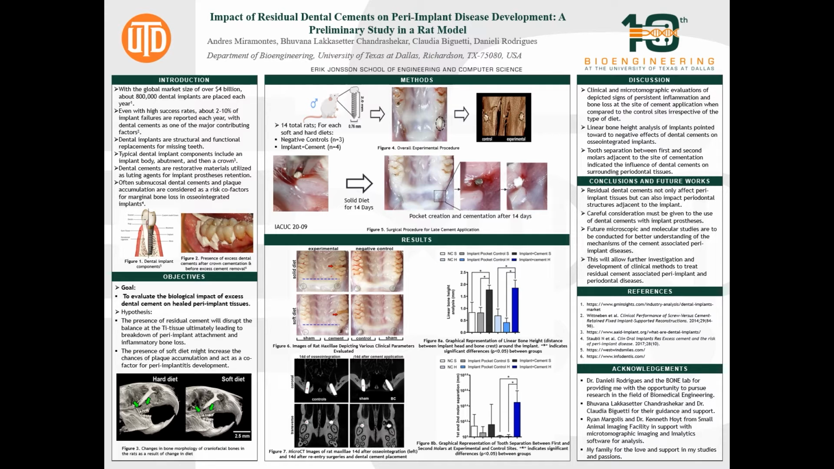For the methodology, we present 14 total rats, each about 12 weeks old, that are distributed into 4 groups. These groups being the negative controls for the soft and hard diets individually, which each consist of 3 rats each, so a total of 6, and then the implant plus cement groups for each the soft and hard diets, consisting of 4 rats each, so 8 total, with sham treatment being performed in the groups receiving the cements.